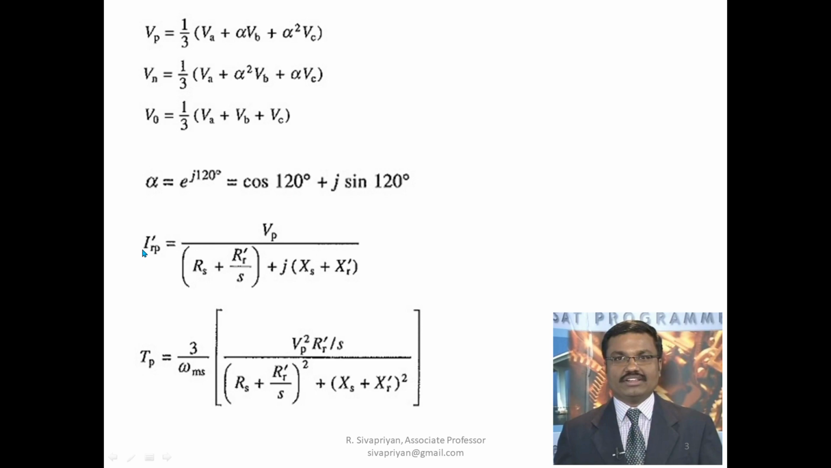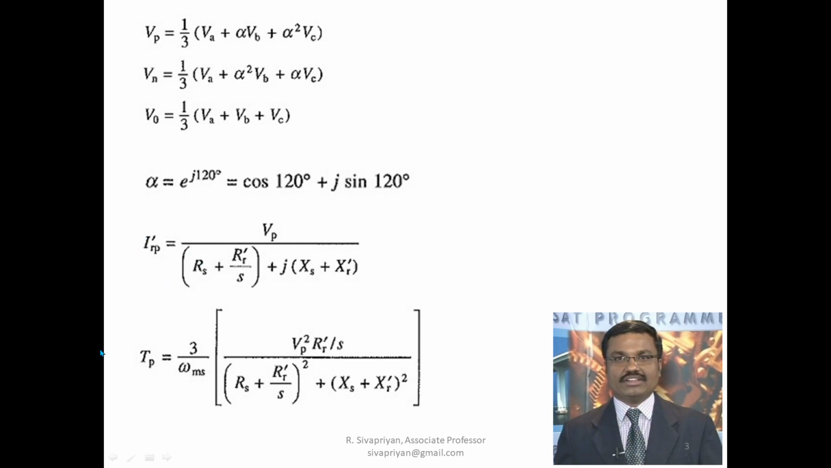Now, we already saw in the previous session what the IR value is. IR dash is nothing but VP divided by RS plus RR dash plus j (XS plus XR dash). So here the positive sequence value also remains the same. If you have any doubt, kindly check my previous session video. I gave the link in the description. So this is the positive sequence rotor current.